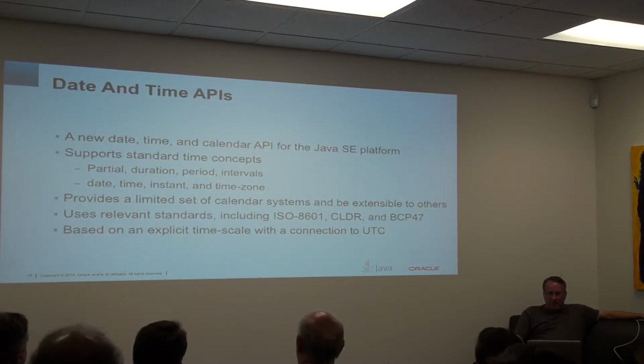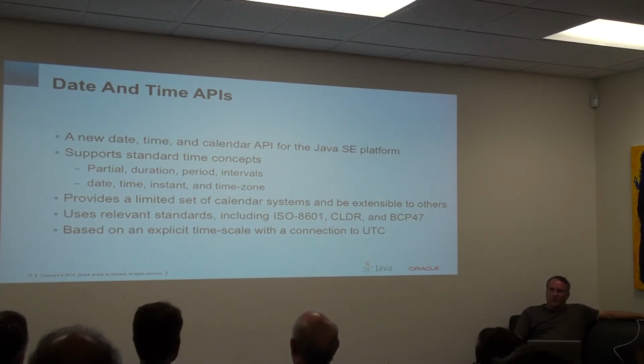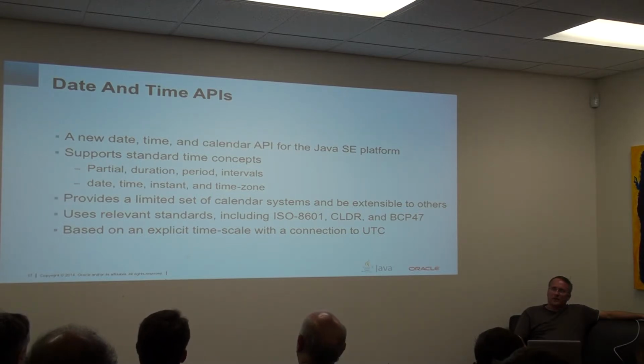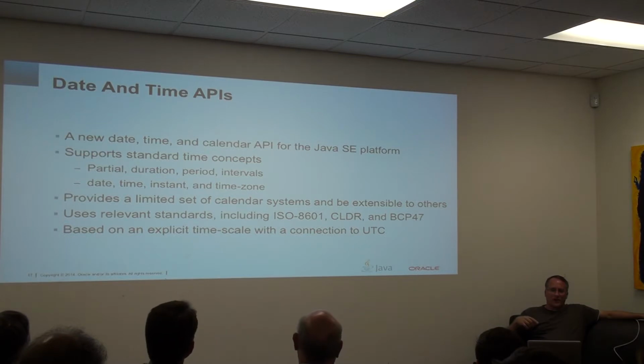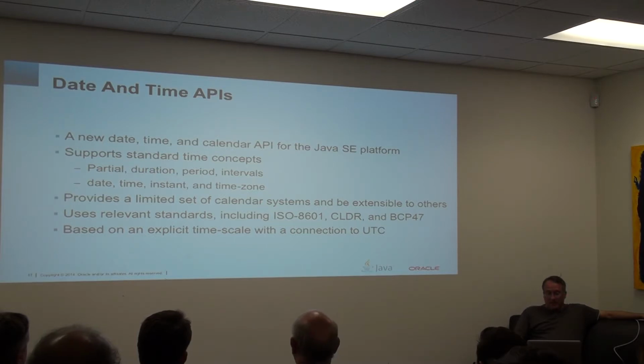There's a new set of date and time APIs. There's a class called local time, local date, local date time, clock. The idea is they have multiple date types now that are intended to address different use cases. It's my understanding they also handle time zones a little bit better, but I haven't used these date time APIs yet.